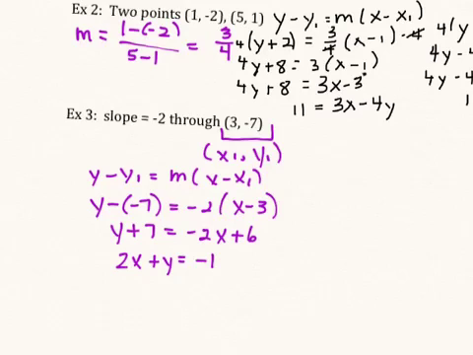And after we distribute all that, we have y plus 7 equals negative 2x plus 6. And I want that in standard form, so we'll add that negative 2x over here, and I'm going to subtract 7 from 6, and this puts my equation in standard form.